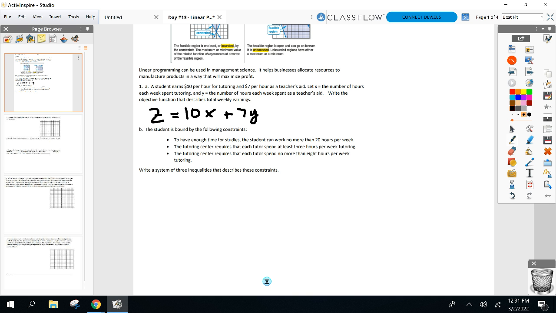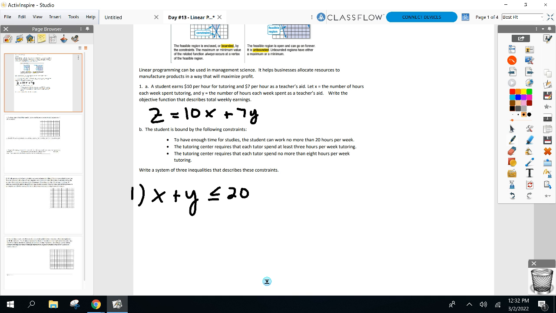I cannot work more. Money's out now. This has nothing to do with the money. I can only work 20 hours, no more than 20. Total? No more than 20. I can work 12. I can work 14. I can work 20, but I can't work 21. Would it be like X plus Y is less than or equal to 20? We got our first inequality. X plus Y less than or equal to 20. There's our first restriction or constraint.